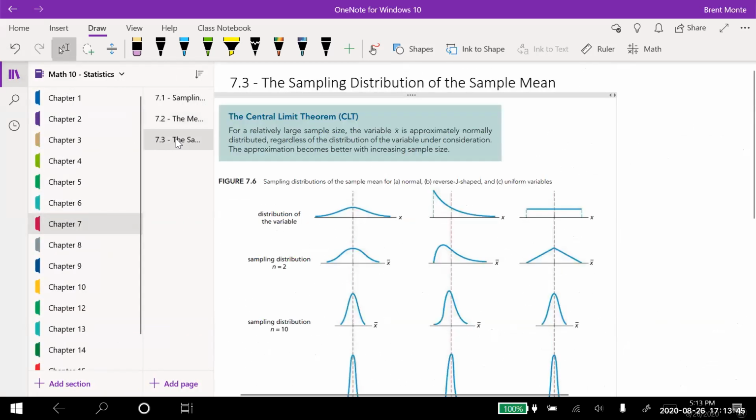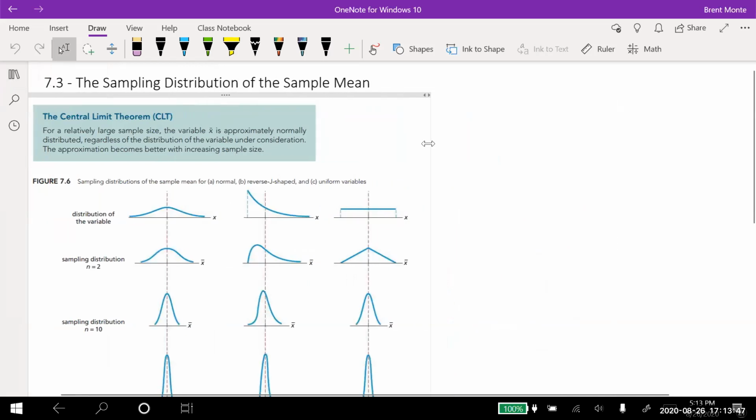All right, so let's go to 7.3. Notice I've already put a picture up here. We start off with this thing called the central limit theorem. And the central limit theorem says for a relatively large sample size, the variable X bar is approximately normally distributed, regardless of the distribution of the variable under consideration. The approximation becomes better with increasing sample size. What in the world does that mean?